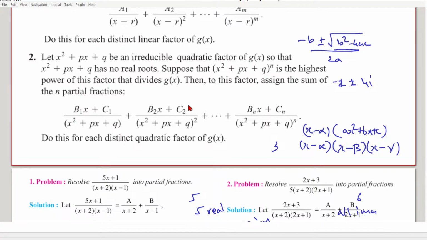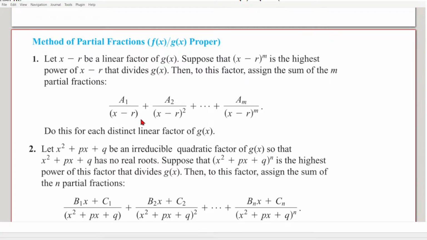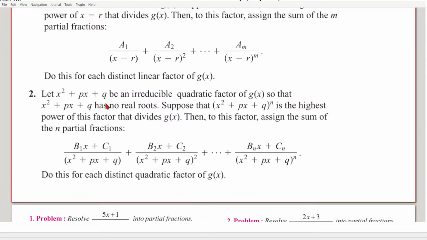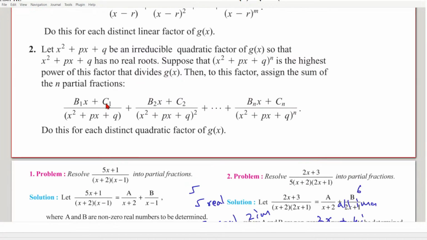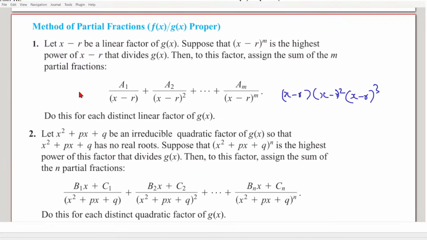Okay. So now what we'll do is, let's say that there is a polynomial in the denominator. We are able to break that polynomial in this format. The format is x minus r whole square, x minus r whole cube, whatever.